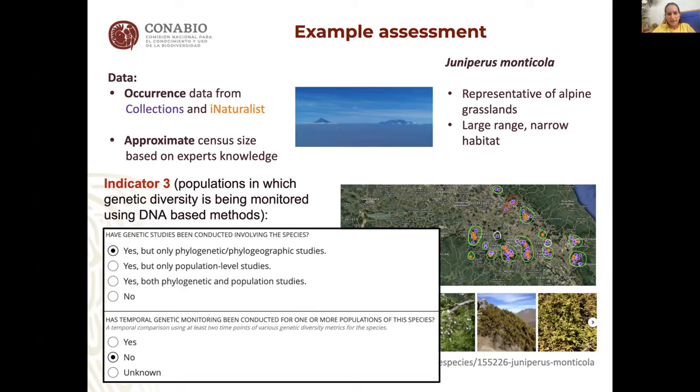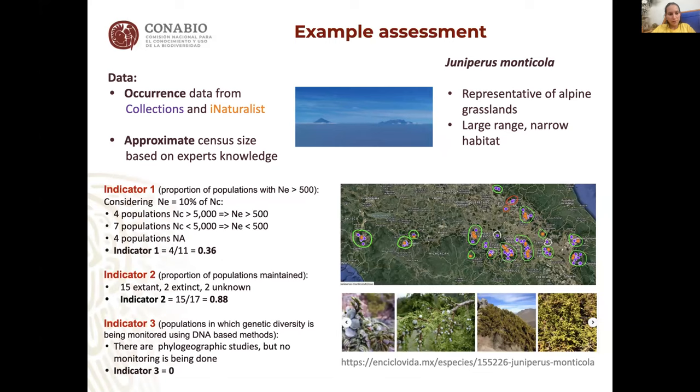We also have a genetic study for this species, but it is just a phylogeographic study, so we cannot consider it genetic monitoring. So in summary, for indicator one, we found that 4 populations have a census size larger than approximately 5,000, so that's a higher than 500 effective population size. 7 have a lower population size, and for 4, we couldn't currently contact any local people who have abundance data. So for indicator 1, that will be 4 out of 11 populations with an effective size larger than 500. For indicator 2, we recorded that 15 out of 17 populations still exist, and indicator 3 will be 0.